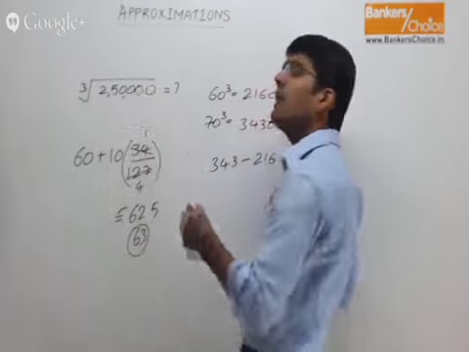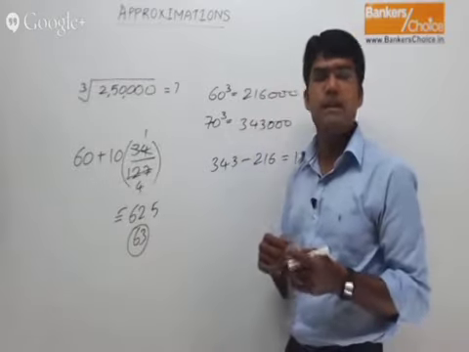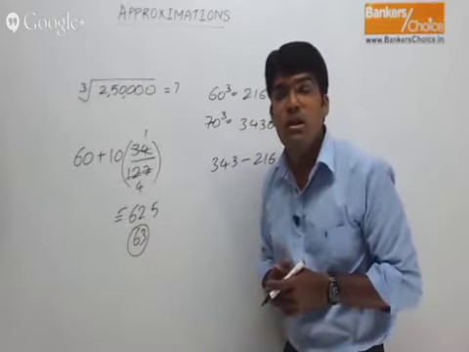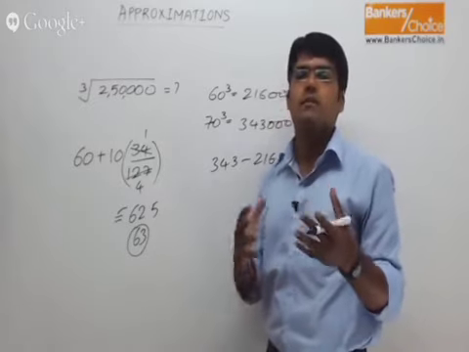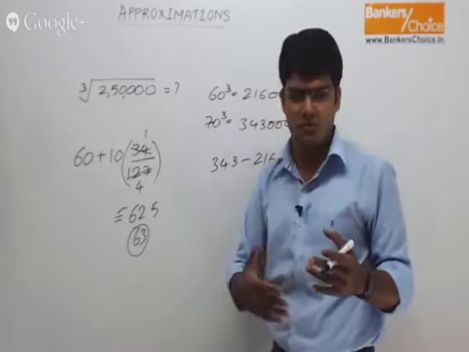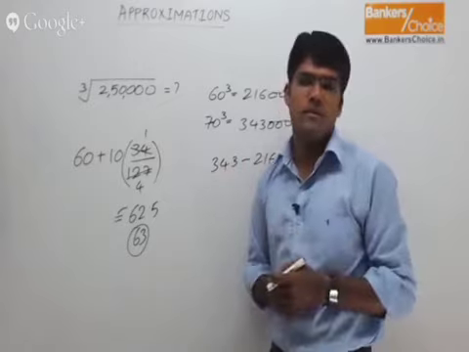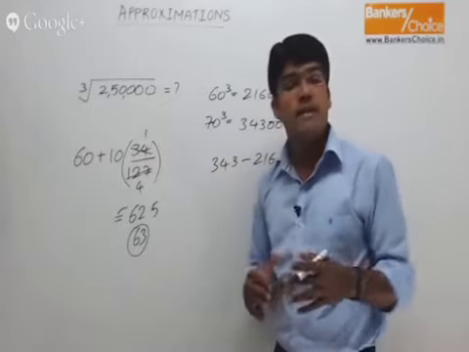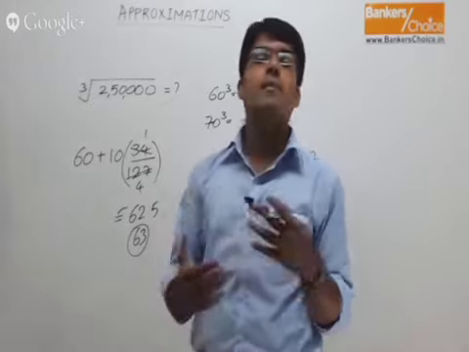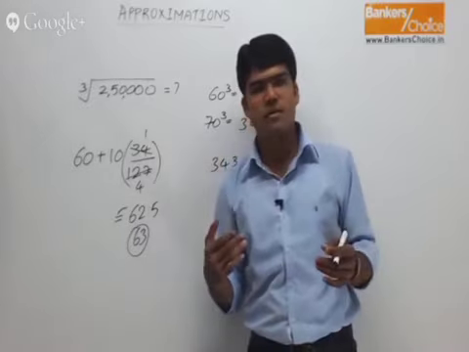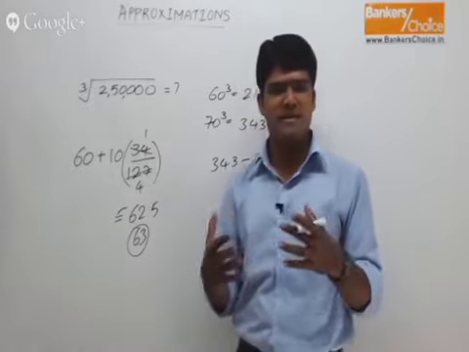So 63 cube will be close to 2,50,000, right? So this is how you go for finding out the cube roots of a given number which is not a perfect cube, or if the question is given in approximations. So let's now move on to the next part, that is how do you do the other approximate calculations. We'll take up questions from the workbook, don't worry about that. We'll try to take 5-6 examples there.